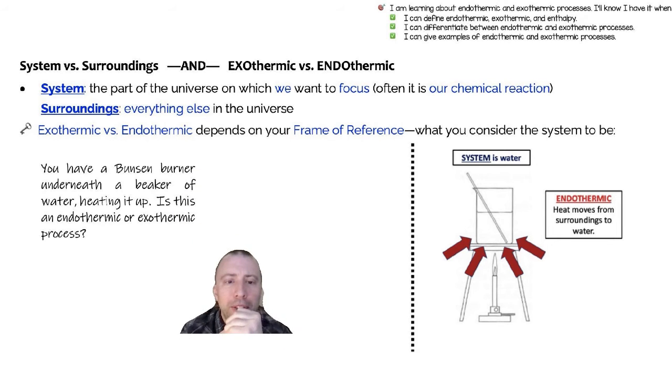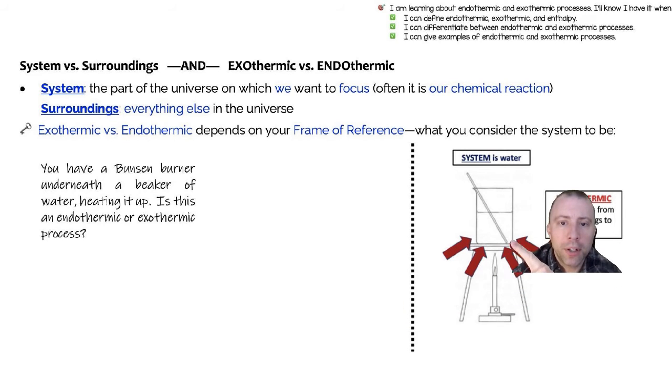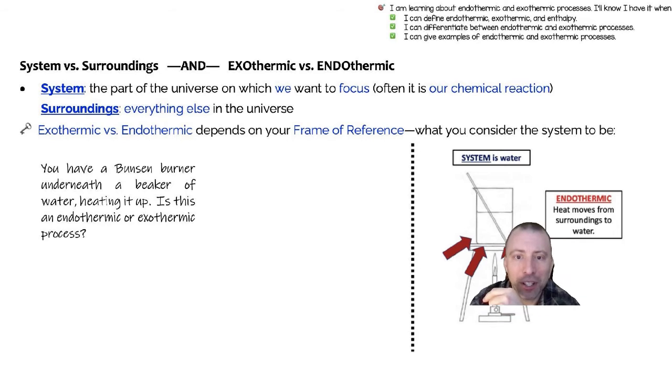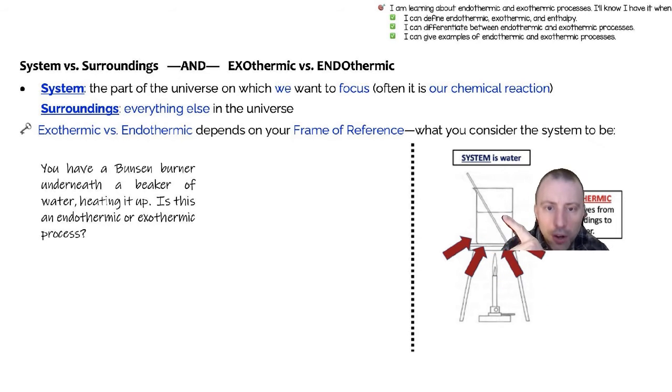So this totally depends on your frame of reference, because you might be studying different things at different times. Here's an example. You have a Bunsen burner underneath a beaker of water and it's heating it up. Is this an endothermic or exothermic process? Well, here's your Bunsen burner, here's your beaker of water. So it really depends on what you're looking at. Are you thinking about the flame, the chemical reaction going on as the methane's burning in the Bunsen burner, and that's what you're studying? Or are you talking about the water that you're heating up?